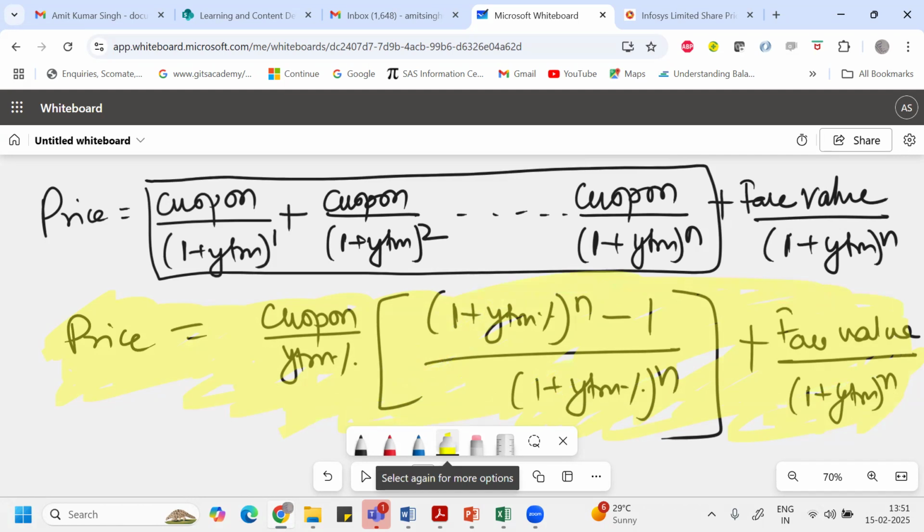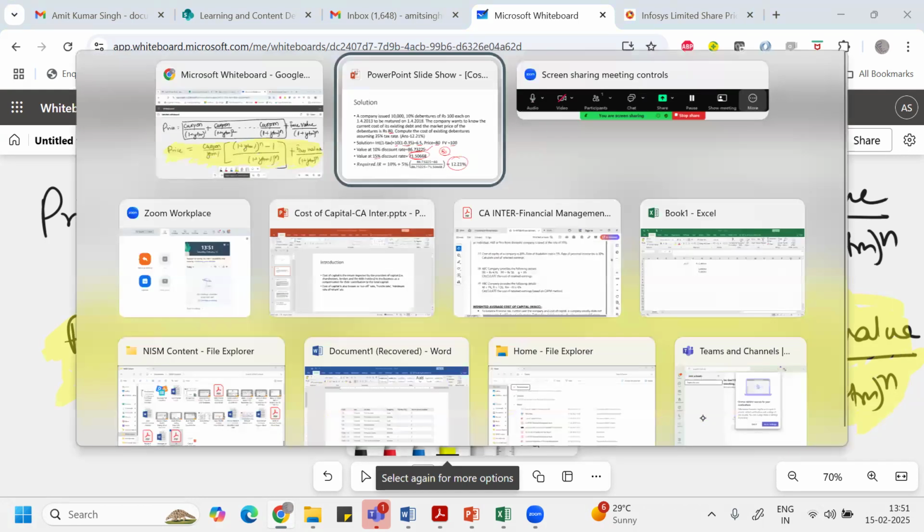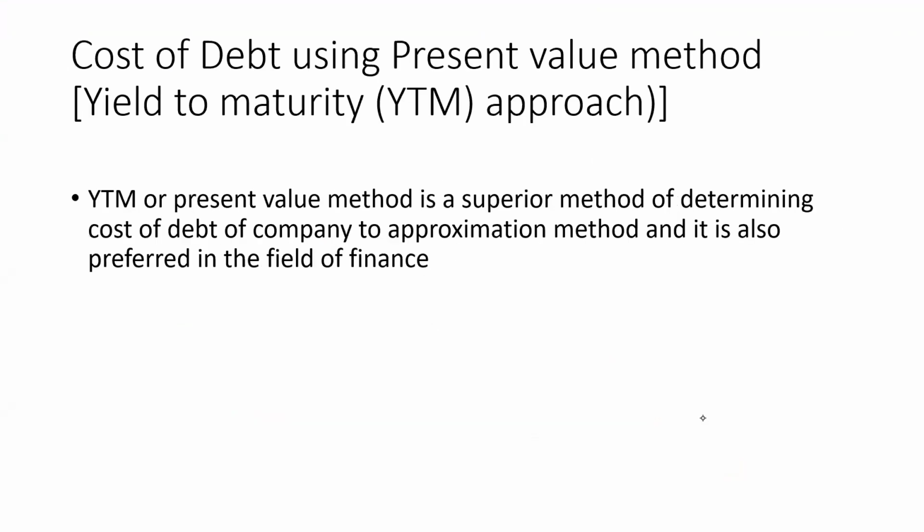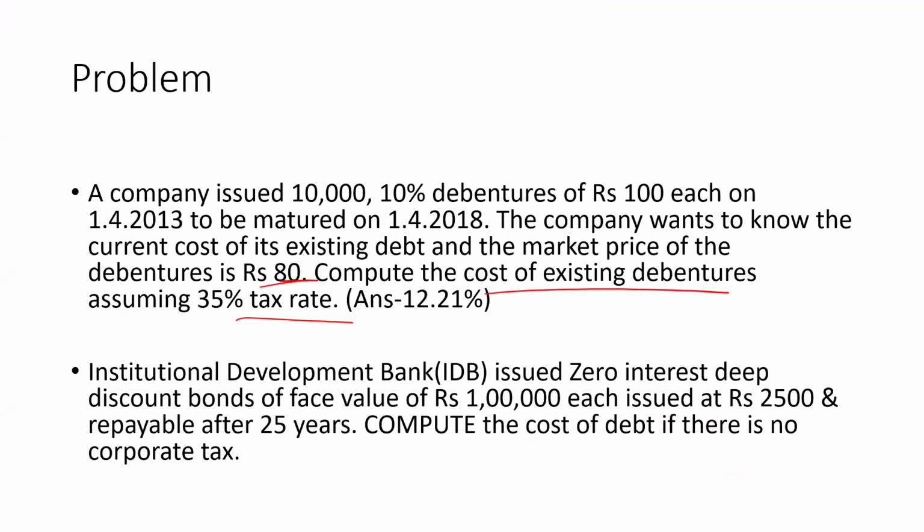Everyone, remember this formula. This will help you to solve the question. If you're calculating cost of debt using the yield to maturity approach, this will be much easier and you'll get the answer very easily. Next, when you have zero coupon bonds, like what you can see in the next example.